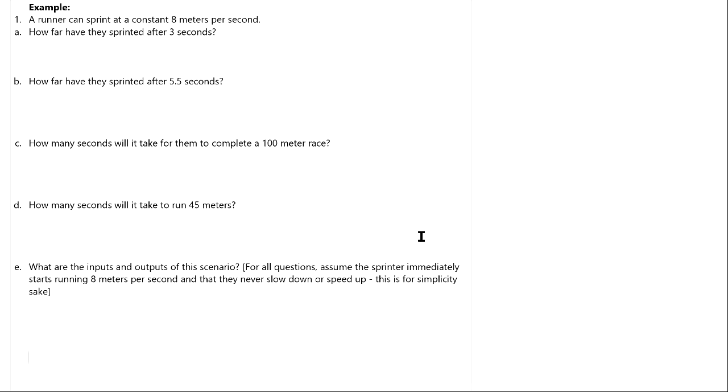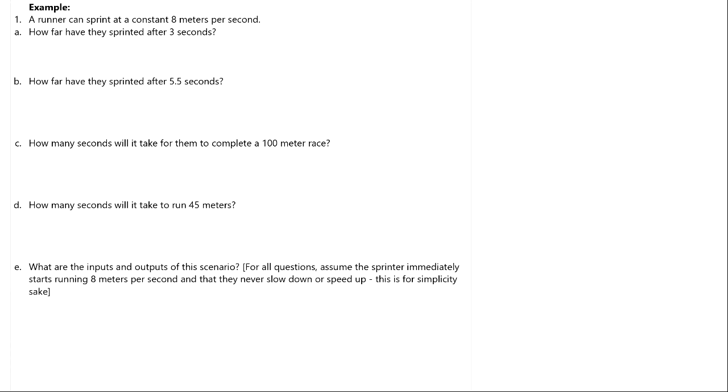For this next example, we have a pretty simple description of the scenario. We know a runner can sprint at a constant speed of 8 meters per second. I know it's not realistic to assume someone can run at a constant speed forever, but just for simplicity's sake, we're going to assume this runner can keep their speed at this constant rate for however long we want this runner to sprint. So first question, we're asking how far have they sprinted after 3 seconds if they were just going for a while.